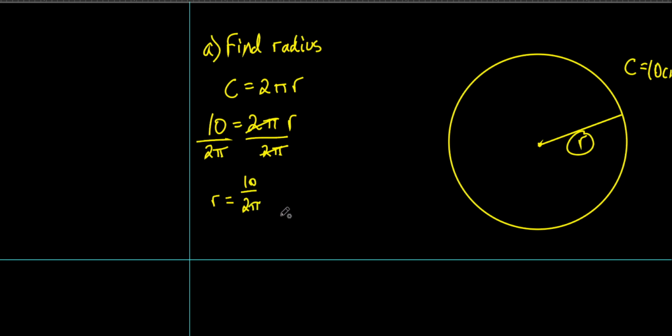That doesn't look very pretty, right? So we do stick it in a calculator. If you put that into a calculator, you get approximately 1.59. And this is in centimeters, so make sure that you put the units, okay? So that's the radius of this circle right there. The radius would be 1.59 centimeters.